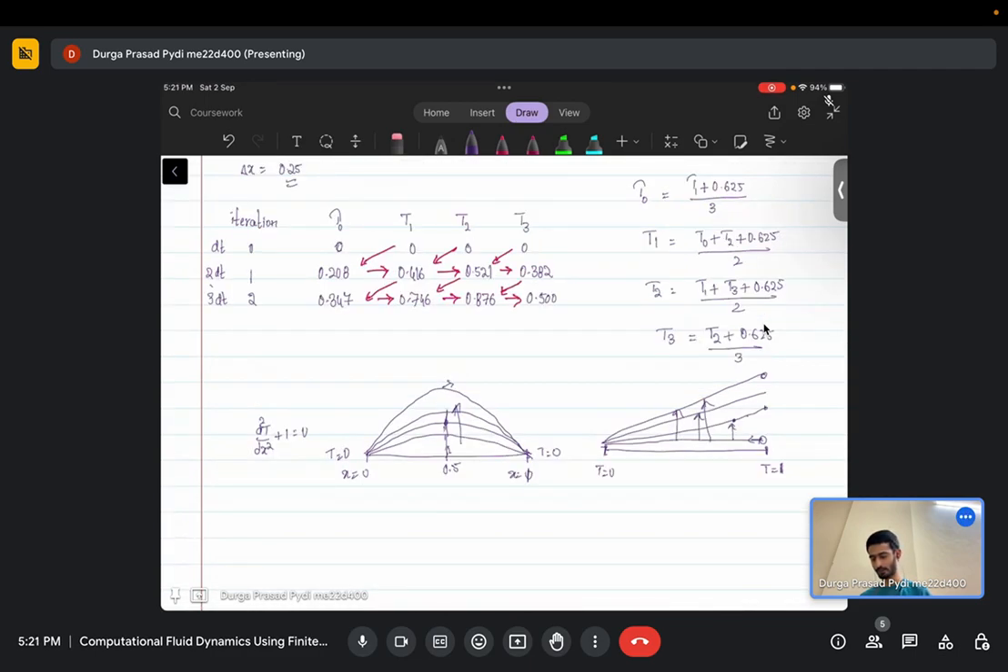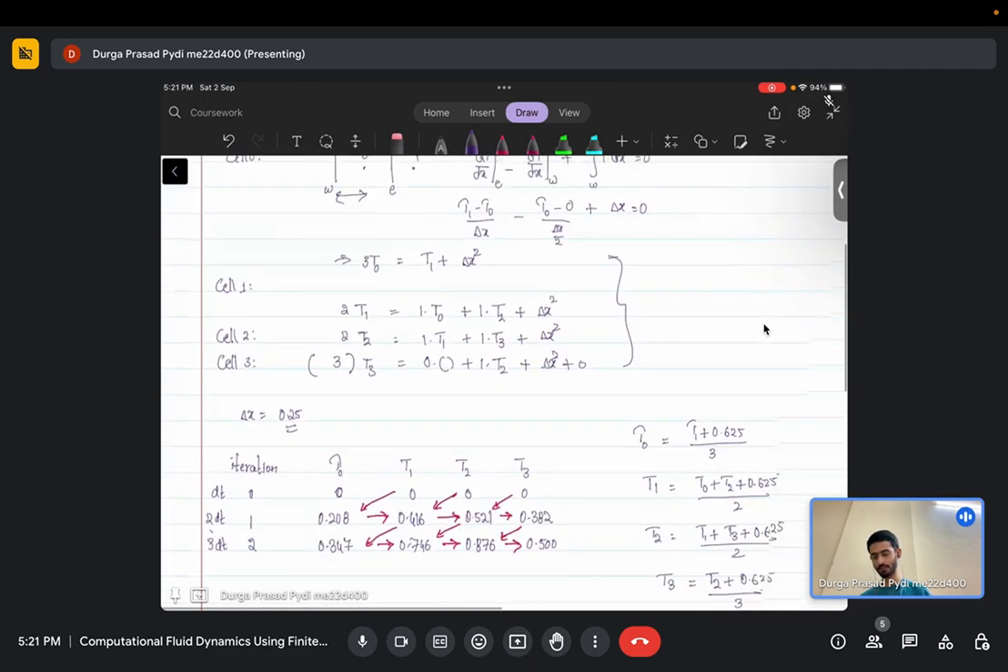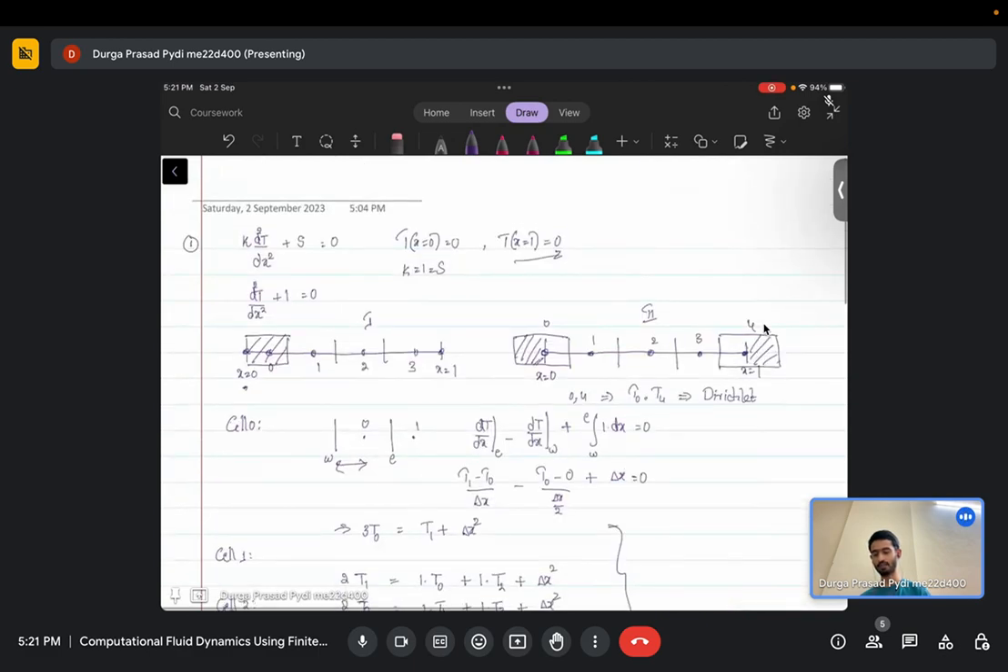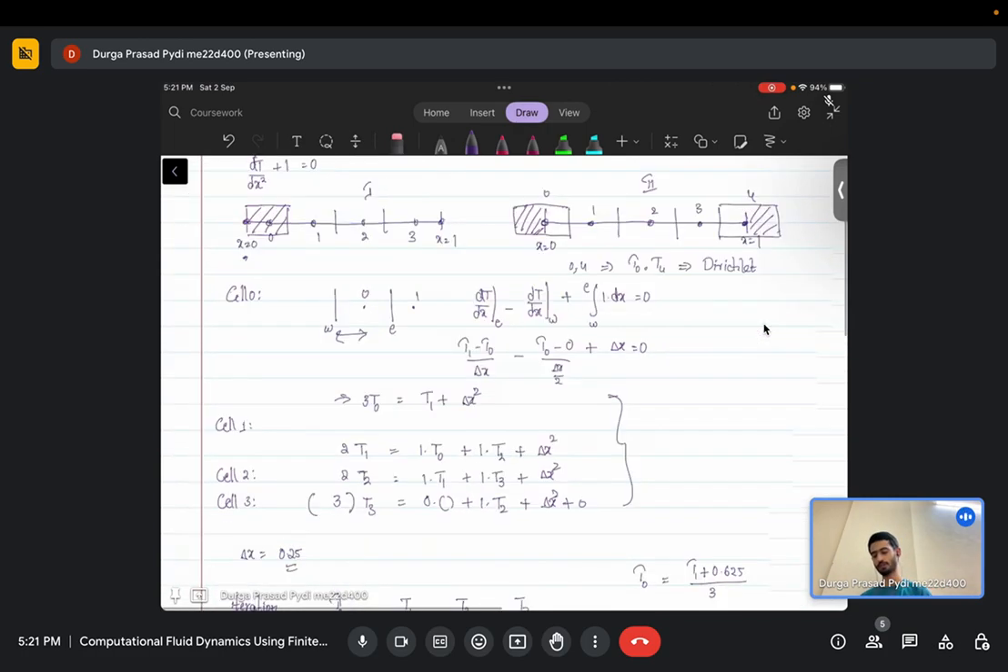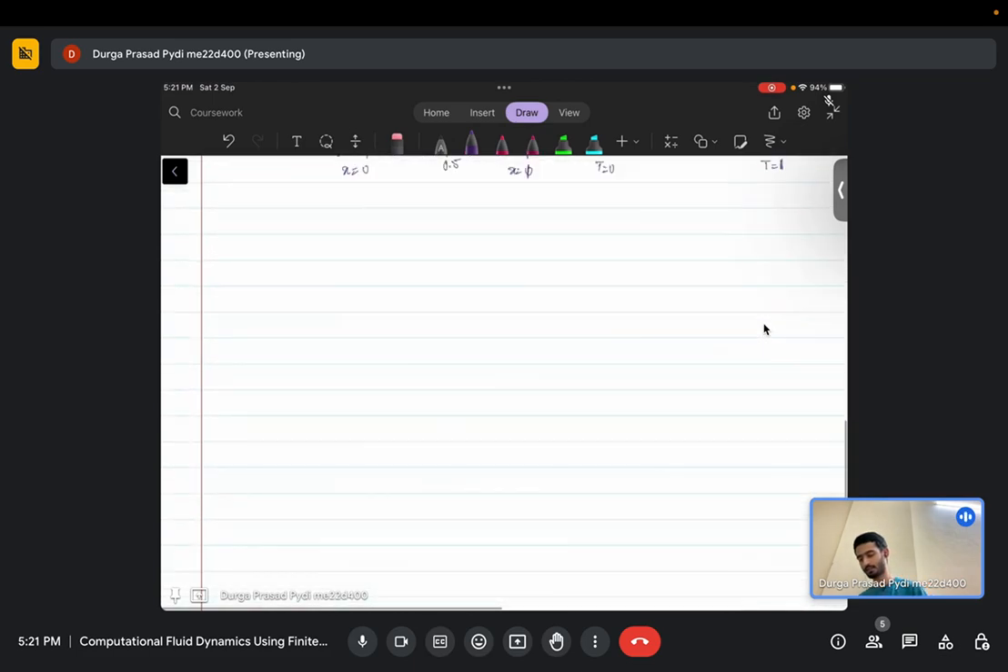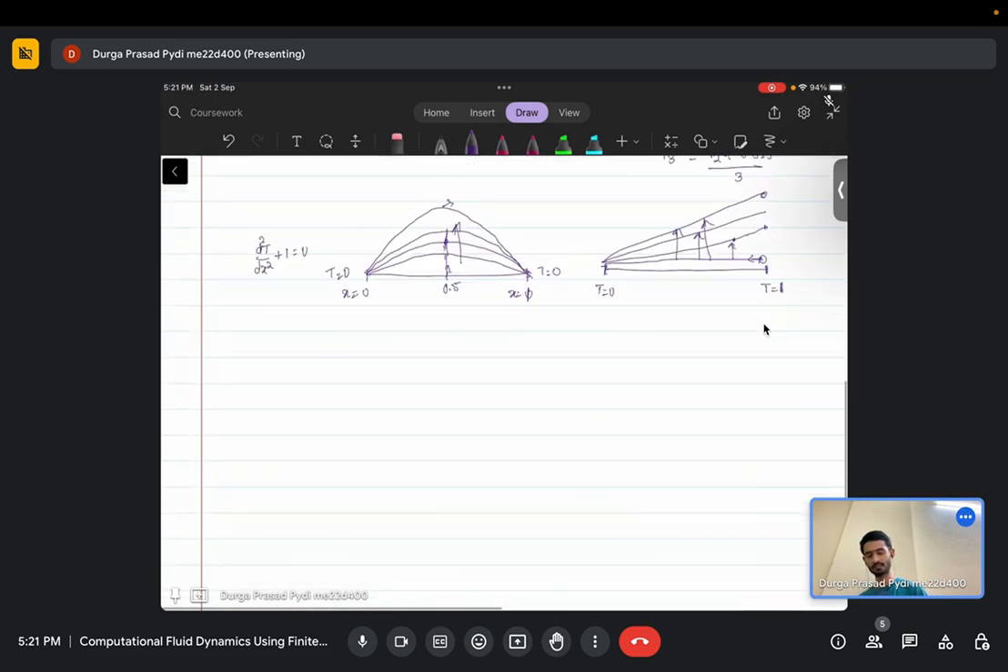Maybe you can try later with different boundary conditions. Make this boundary condition T equal to 1, and then you can see how the iterations will proceed. Maybe I will show it in the code, so you can see how the iterations go and the values converge. Initially everything will be 0, and these values at the end will keep on increasing, and finally they will reach a steady state.